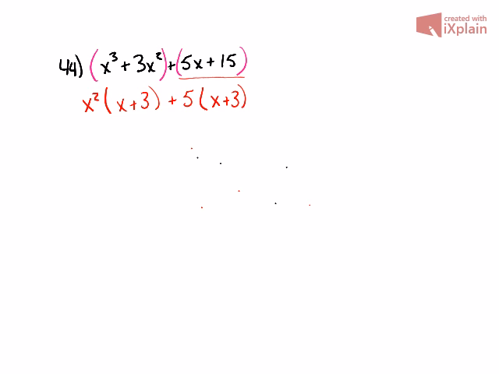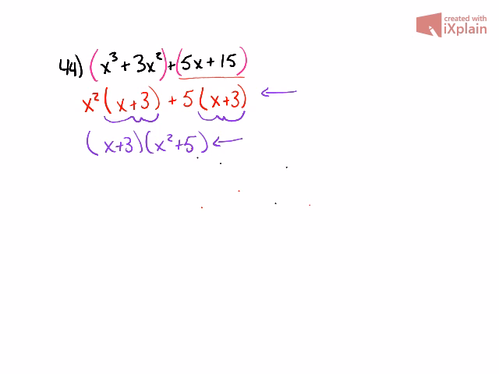Now we have to go back and look at this new polynomial we have written and notice what it has in common. Well, each of my terms has an x plus 3 in it, so I can factor out an x plus 3, and what would that leave me left over? Well, an x squared plus 5. So this would be my factored form.